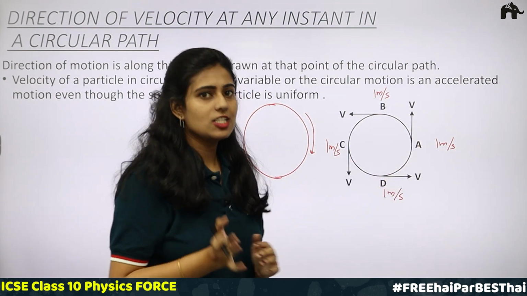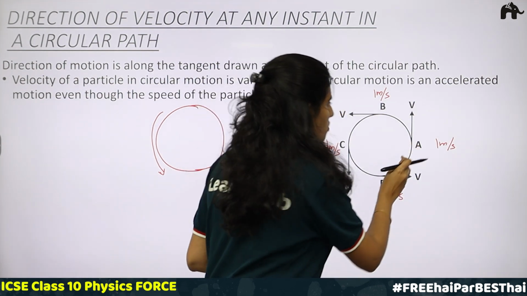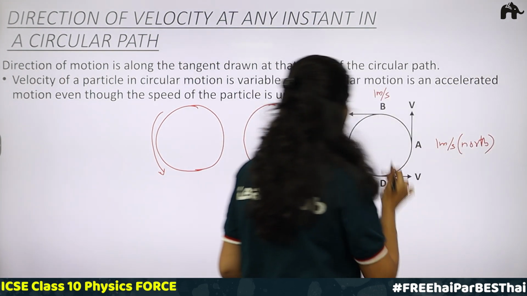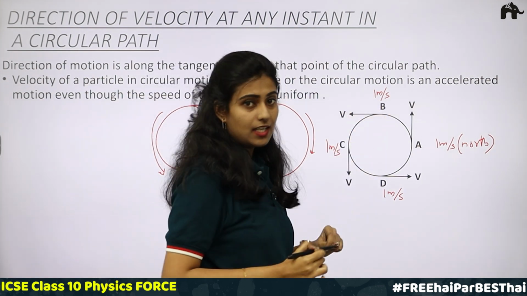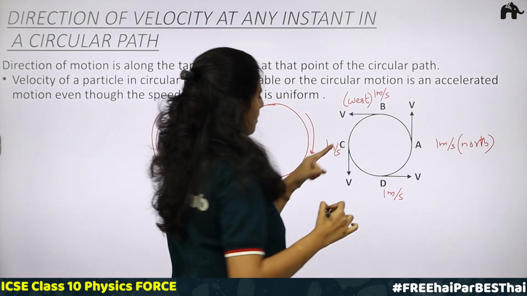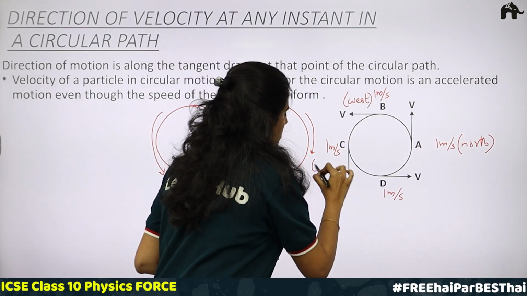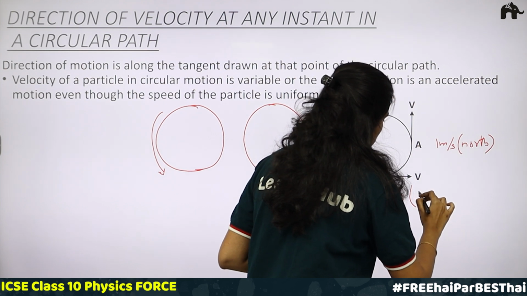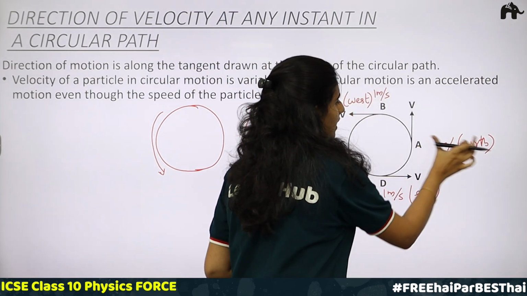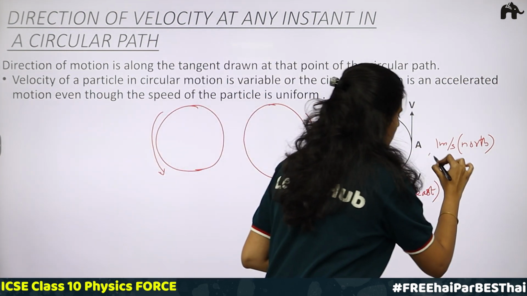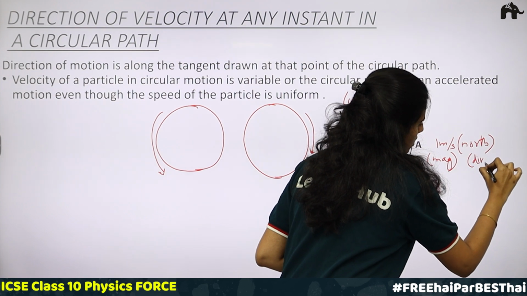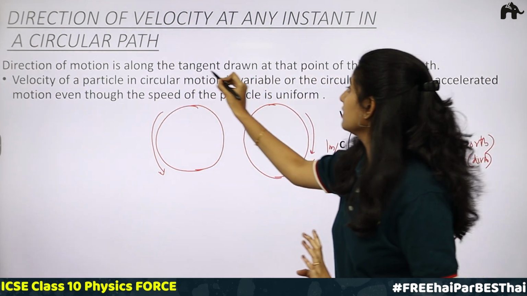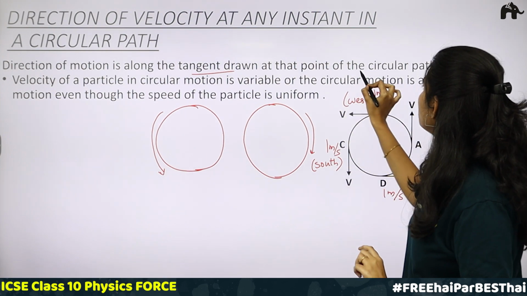But what is the difference? Direction is changing. If you take this point A, when you draw tangent, it is showing towards the north. 1 meter per second towards north. Okay, when you reach B, here 1 meter per second towards west. What about C? Yes, 1 meter per second towards south. And at point D, it is 1 meter per second towards east. So here we are telling about the velocity. We have both magnitude and direction. We know that direction of motion is always along the tangent. So you have to draw the tangent drawn at the point of circular path.